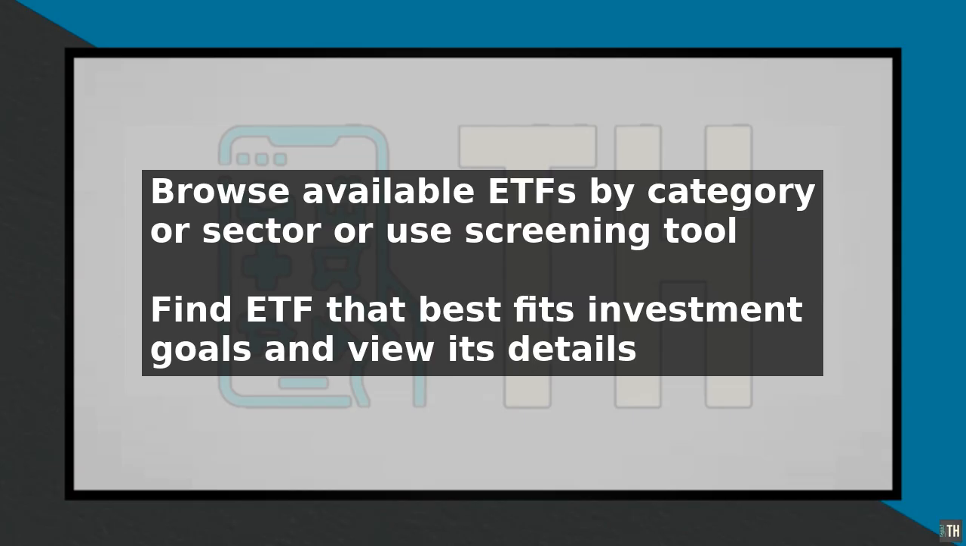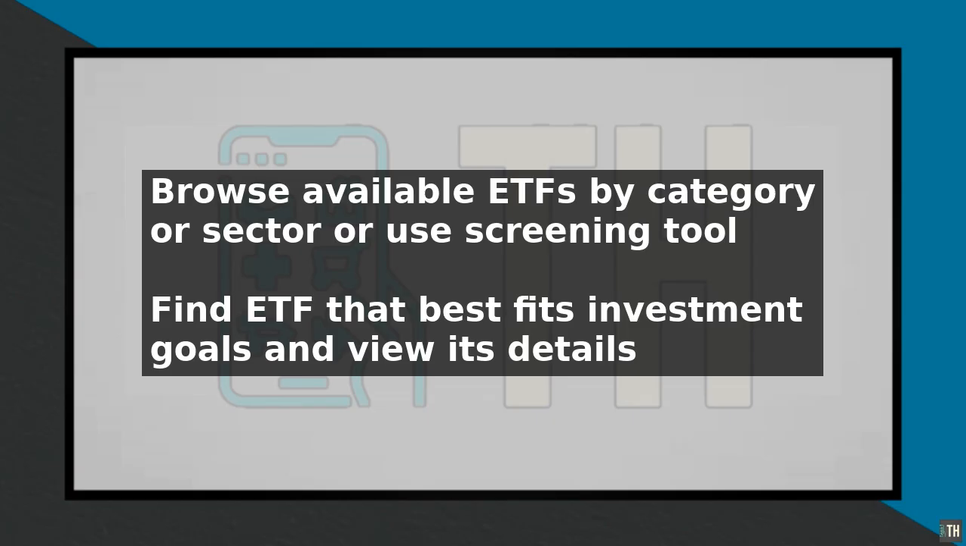Next, decide how many shares of the ETF you want to buy and select the order type. You can choose from a variety of order types, including market orders, limit orders, and stop orders. A market order will execute the trade at the current market price, while a limit order will execute the trade at a specific price you set.